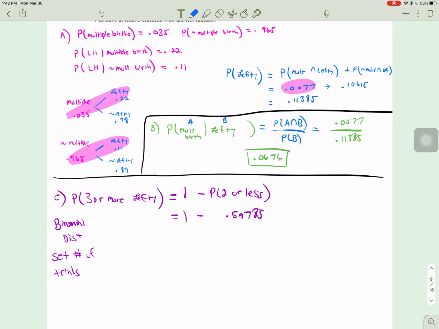Now, how did I do that? The way I got this, binomial CDF: you're going to put trials, 20, you're going to put your probability of being lefty. Well, the probability of being lefty is 0.11385, that's from earlier on, part A, and you're going to put x value as 2. And that tells us that the probability of getting 3 or more lefty kids if you pick 20 is about 0.4021.